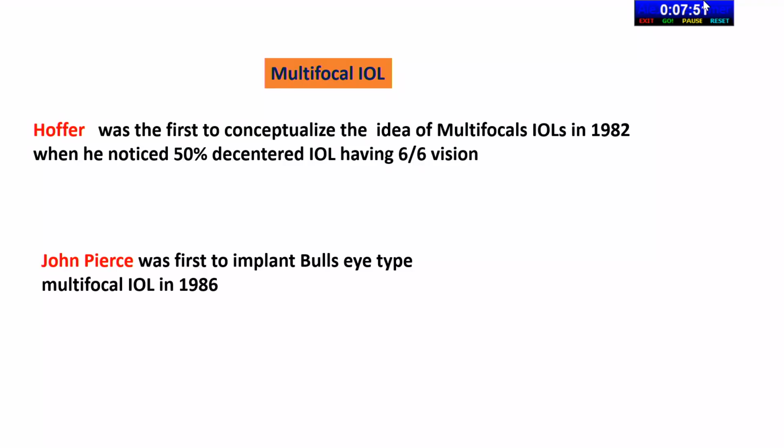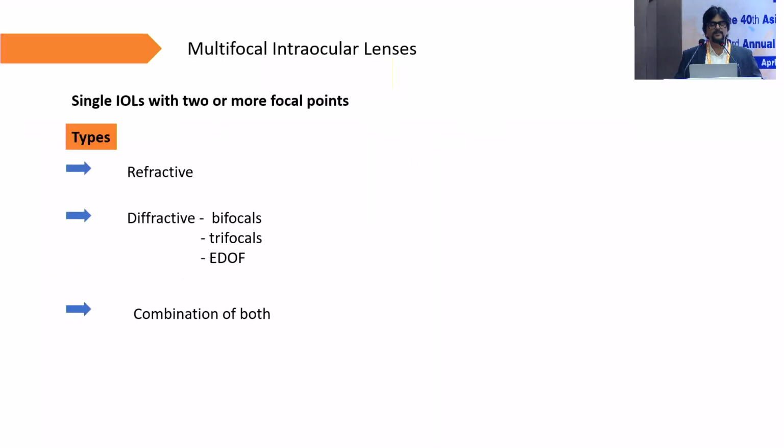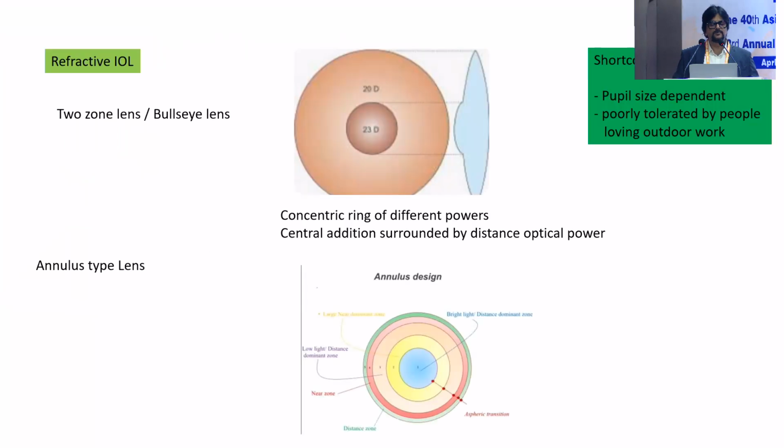It was Hoffer who first conceptualized the idea of multifocal IOL in 1982, when he noticed 50% of pseudophakic eyes having 6/6 vision, and it was John Pierce who was the first to implant bullseye type multifocal IOLs in 1986. So a multifocal IOL is basically a single IOL with two or more focal points, and it has different types, like refractive and diffractive, and there is a combination of both.